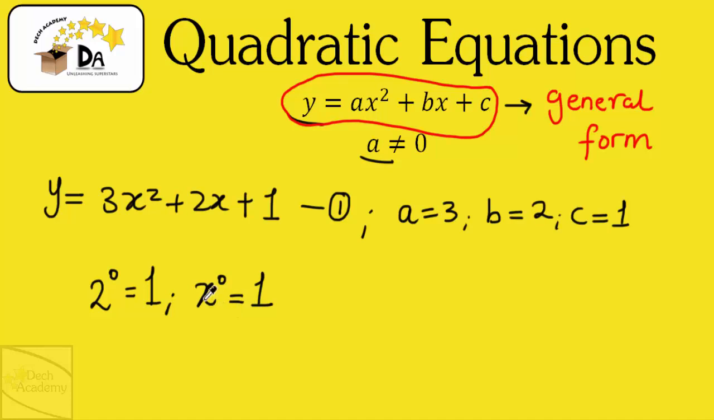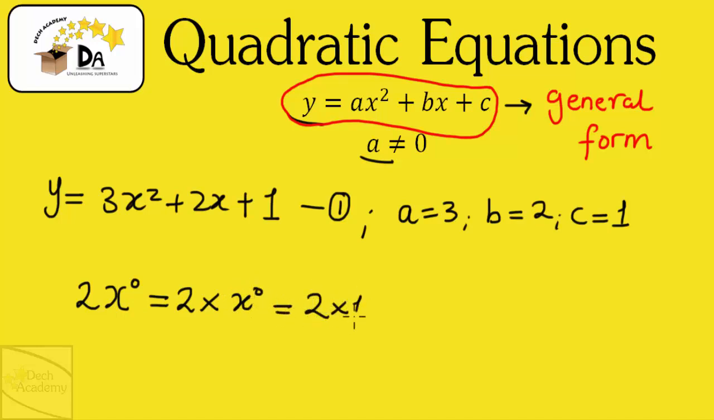So if I write something like 2x to the 0, that is 2 times x to the 0. x to the 0 is 1, so 2 times 1 is 2. And this applies to any number. 4 times x to the 0 will be 4 times 1, which is 4. Anything multiplied by x to the 0 is simply a case of multiplying it by 1.